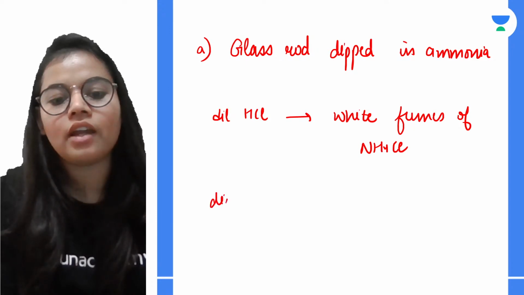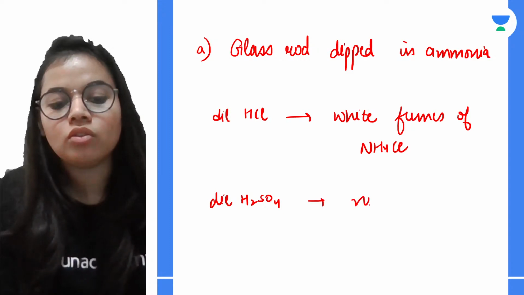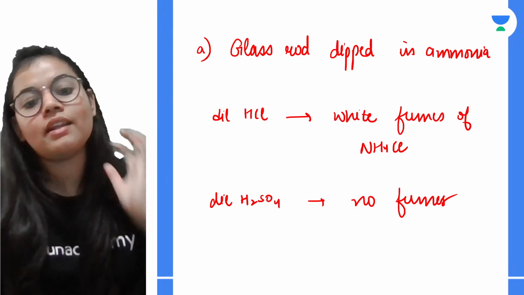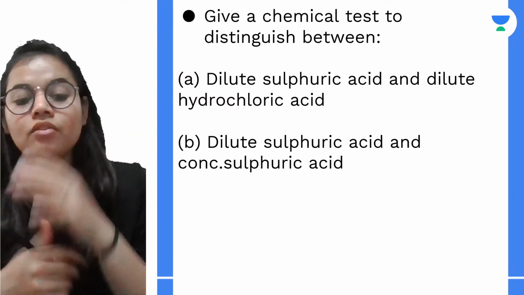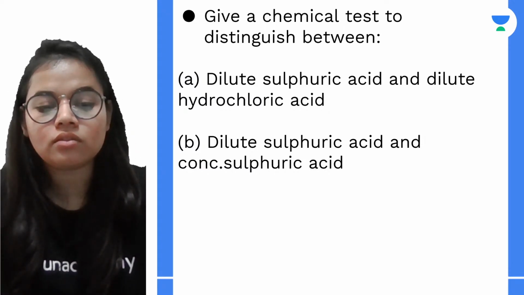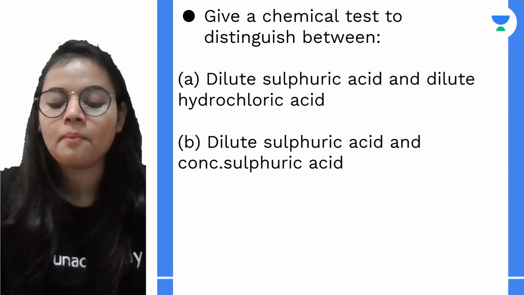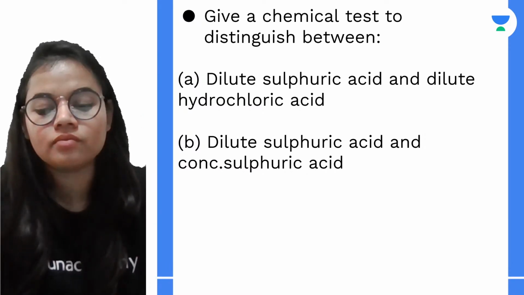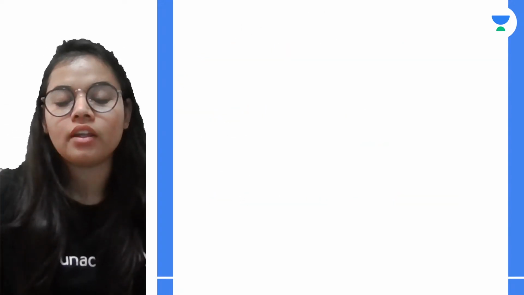लेकिन with dilute sulfuric acid ऐसा कोई fumes नहीं मिलेगा, right? So no fumes. So this is how we can distinguish. And the next one is sulfuric acid है, दोनों एक तरफ dilute है, एक तरफ concentrated है. अभी कैसे distinguish करें? Using zinc. तो यहां पर हम लोग क्या करेंगे?